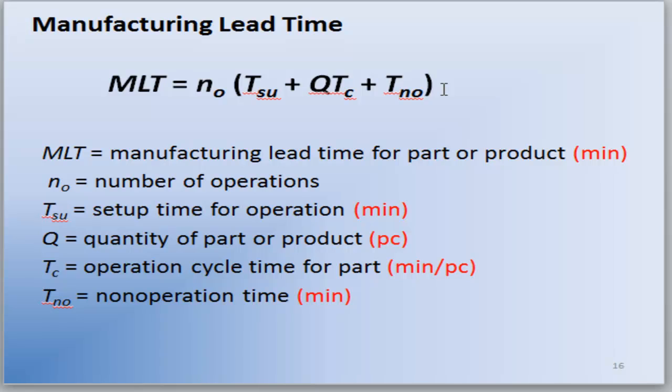In here, MRT is the manufacturing lead time in minutes, n is the number of operations as discussed earlier, TSU is the setup time for the operation, Q is the quantity of parts or products, TC is the operation cycle time, and TNO is the non-operation time. For the manufacturing lead time, we also need to consider the non-operation time, that means the lost time due to delay, time spent in storage, and reliability problems. All of this is non-operation time. So MRT we can express as in this equation.